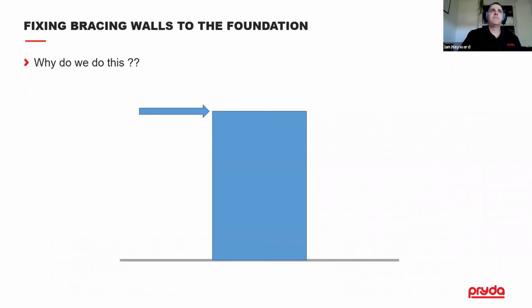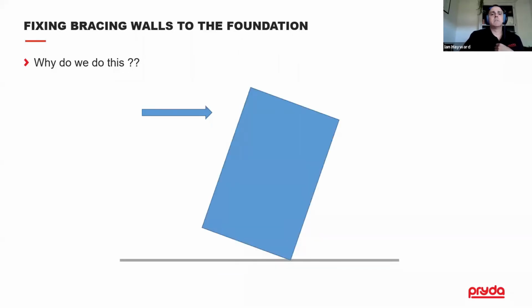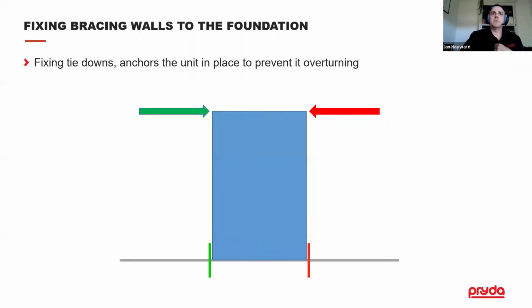And then we look at fixing bracing walls to the foundation. So why do we do this? Essentially what happens is when you put a horizontal load on a rigid body like a bracing unit, it'll tend to tip over. Okay, so what we need to do is make sure that we fix this into the slab at each end, and we have to think about it in both directions, because the wind load doesn't come from one direction, it'll come from both. Okay, so you need tie downs at both ends of the bracing unit.